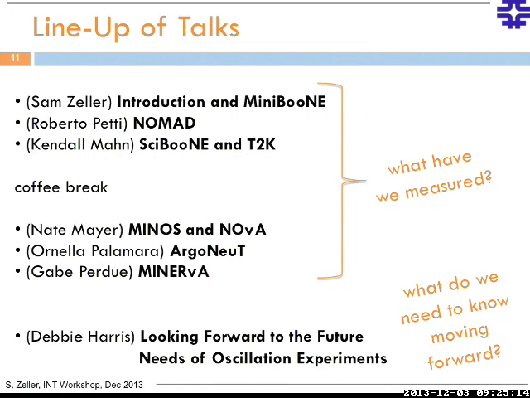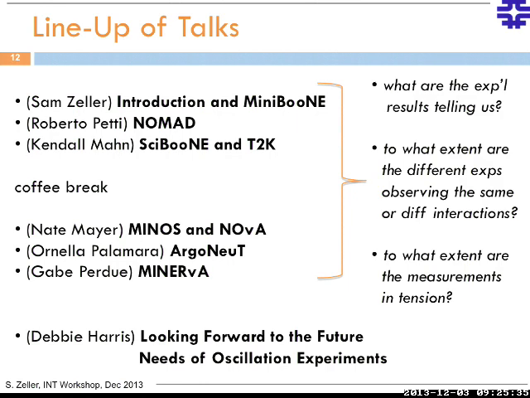And then before we go to lunch, Debbie will give us a nice view looking forward of, okay, now you've seen what we've all measured. What do we need in addition to this to move forward to get into this precision era of neutrino oscillation measurements? And of course, answering this question of what we need to know moving forward can depend a lot on what target you're using and what detector you're using. She's going to give us some forward-looking vision before we go to lunch.